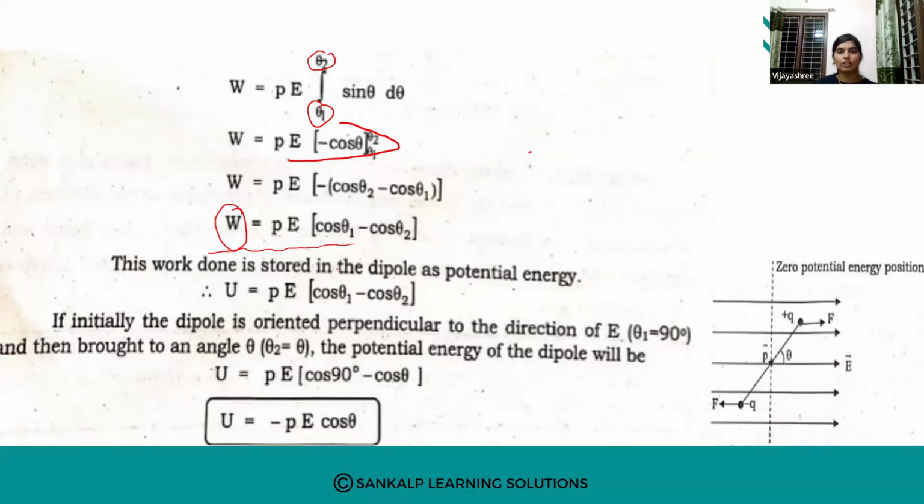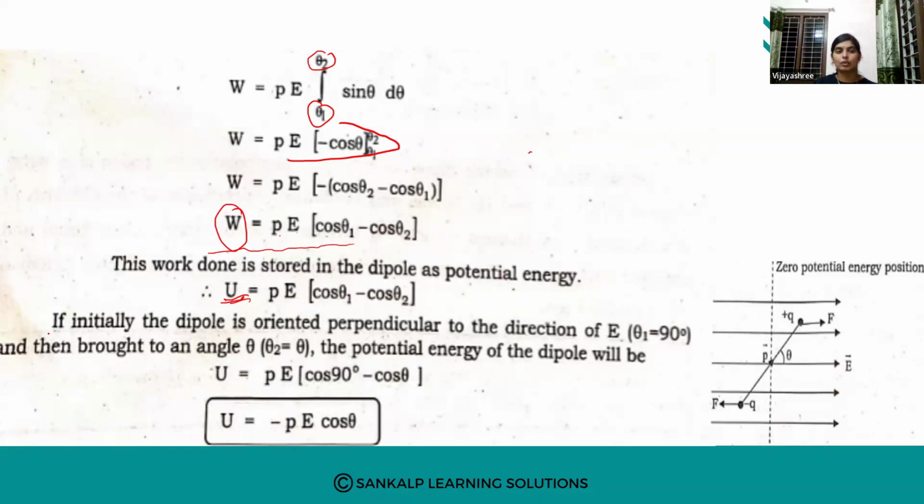This work done is stored in the dipole as potential energy. So this is the potential energy also. Total work done is equal to potential energy. We can write it as U. U can be written as P into E into cos theta 1 minus cos theta 2.